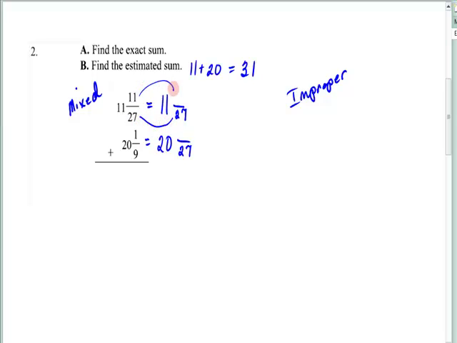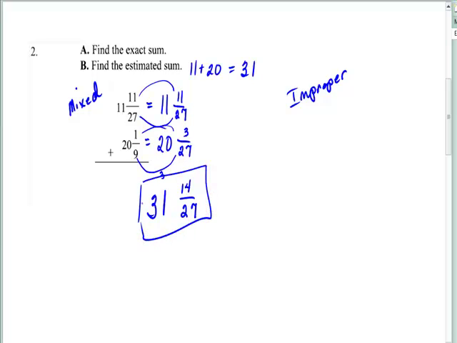27 goes in there once, which means it's 1 times 11, or 11. 9 goes into 27 3 times. 3 times 1 is 3. I'm going to add these up. I'm going to add the fraction parts for 14 27ths. I'm going to add the whole number parts for 31. And for that problem, it was not at all bad to do it that way.